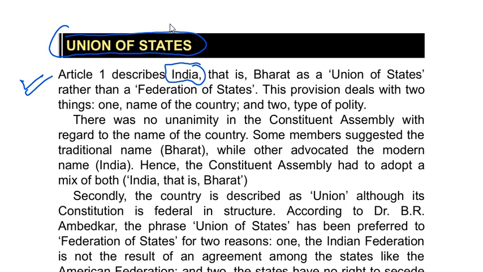India is also called Bharat. India is regarded as a Union of States rather than a federation of states.